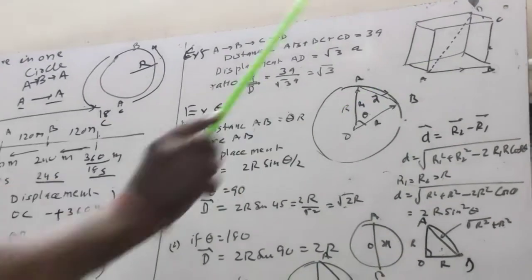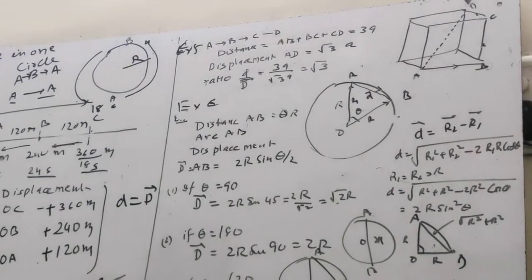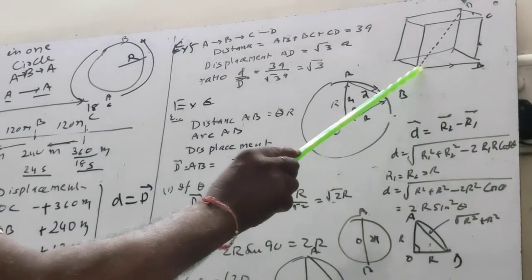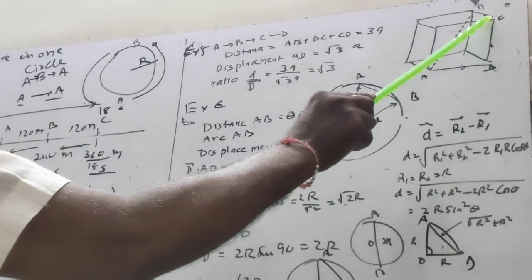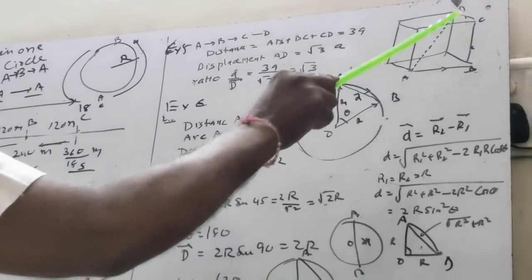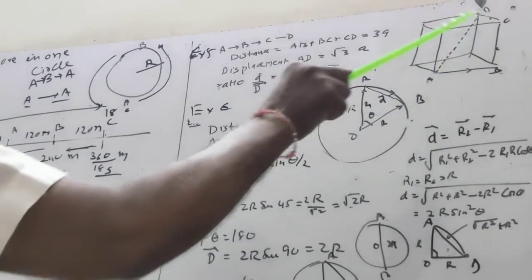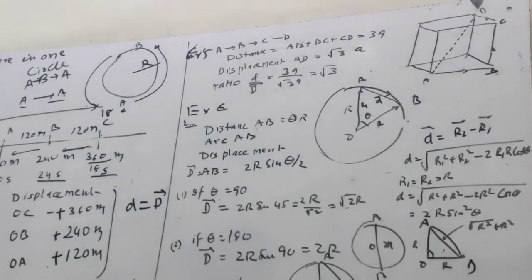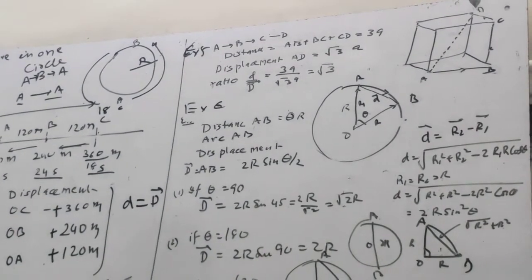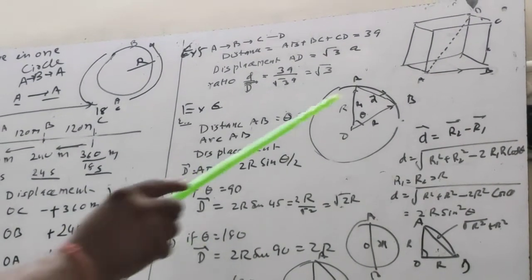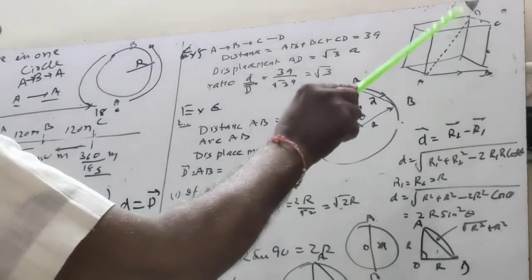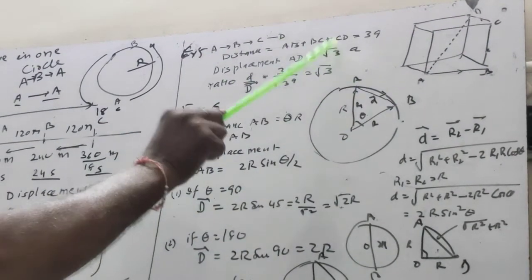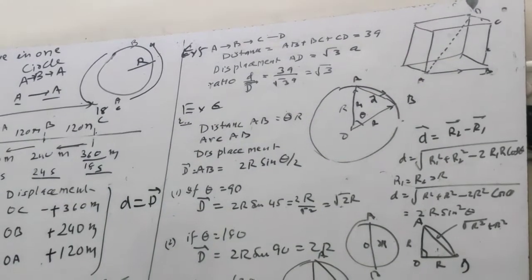Now this is a cube whose side is A, and the path goes from A to B, B to C, and C to D. So A and D are the diagonal points. They are the diagonals. So what will be the distance covered? Distance covered will be AB plus BC plus CD, that is A plus A plus A. 3A will be the distance covered.